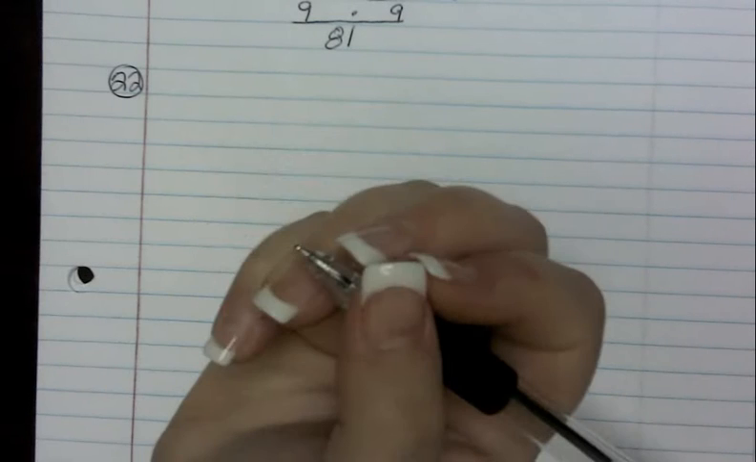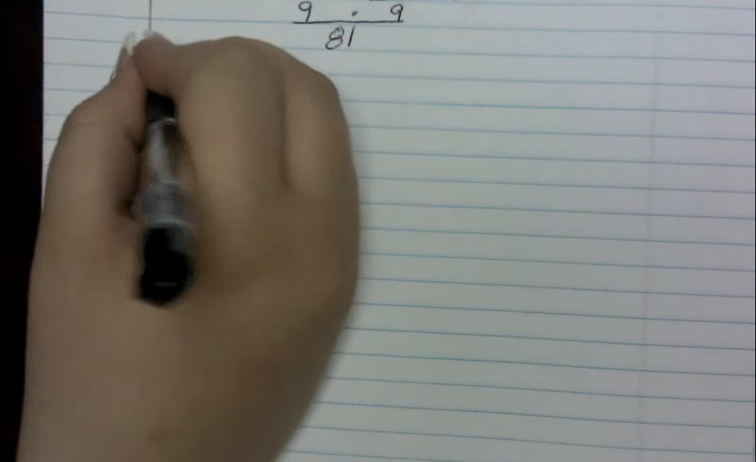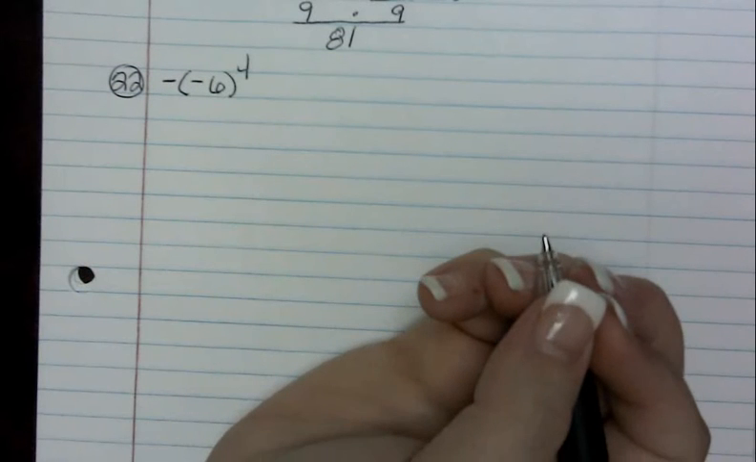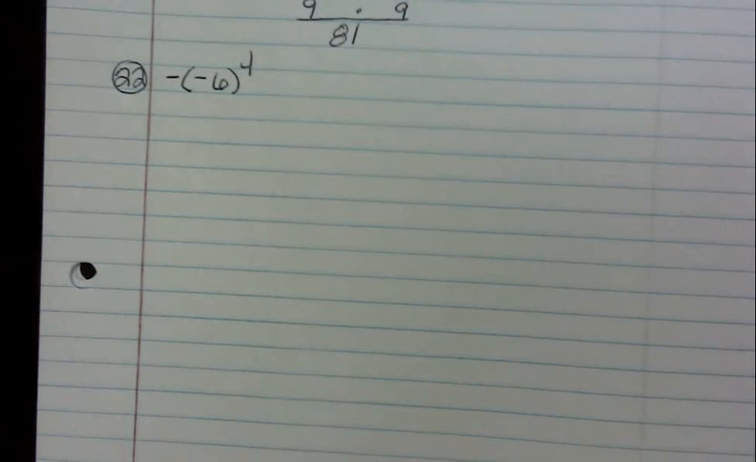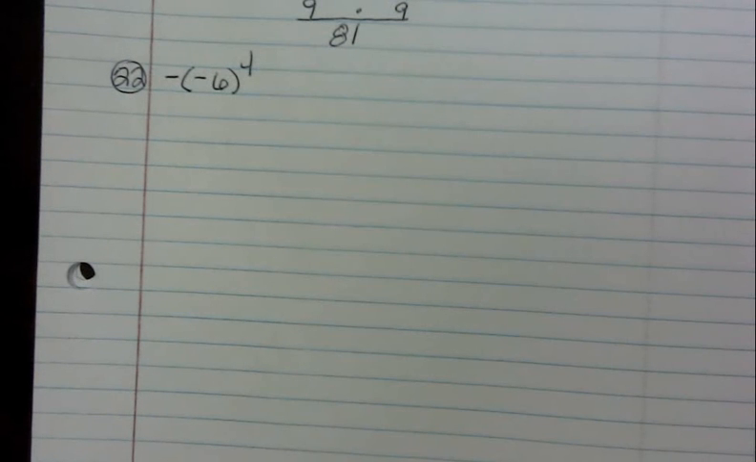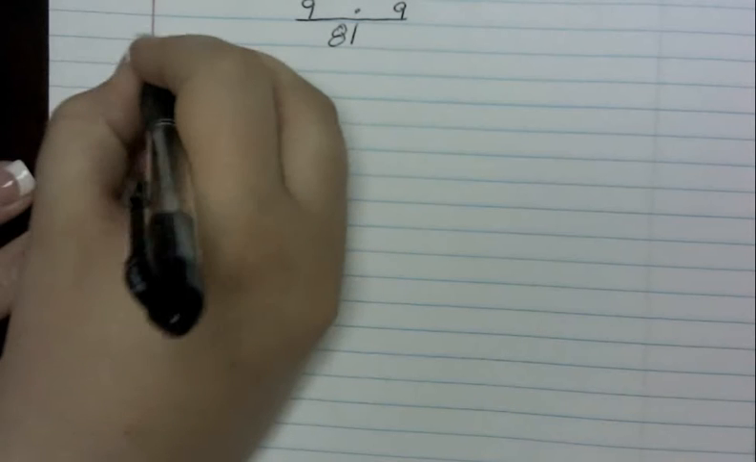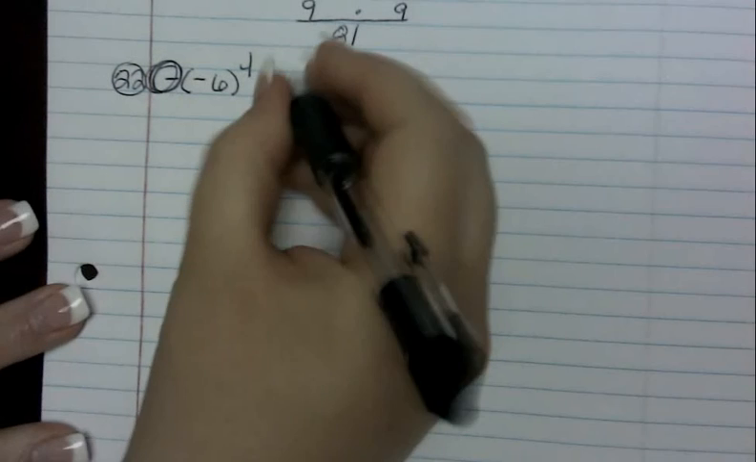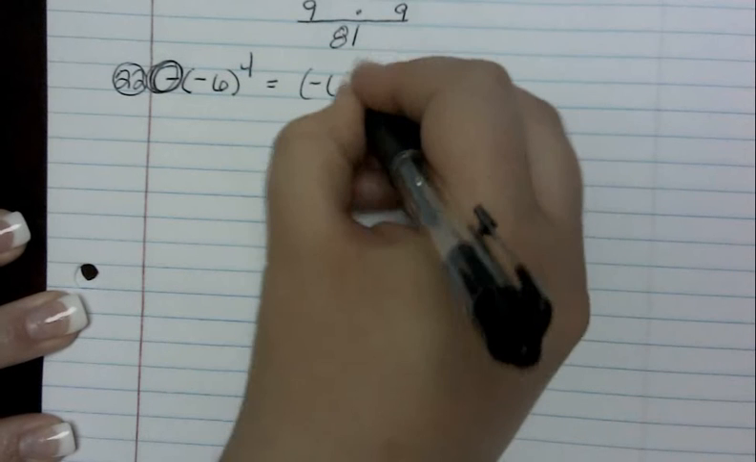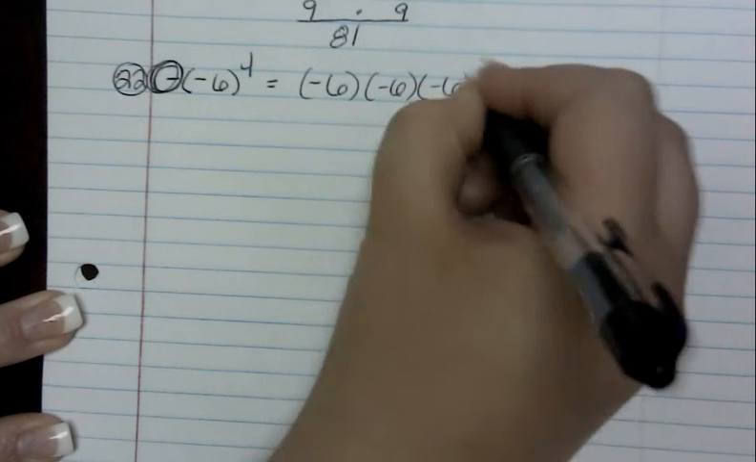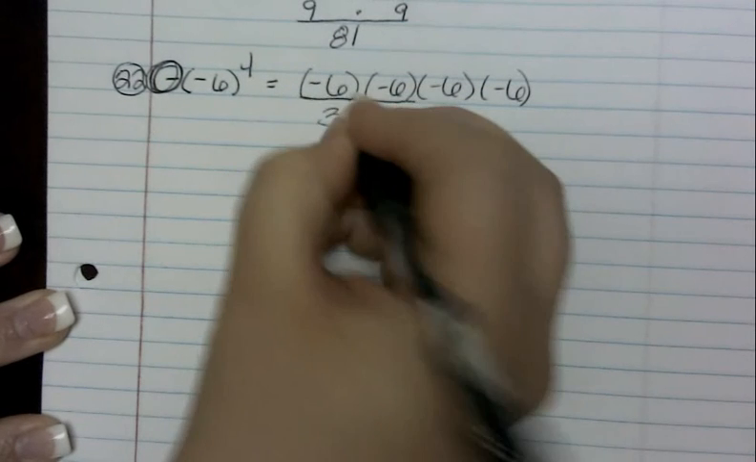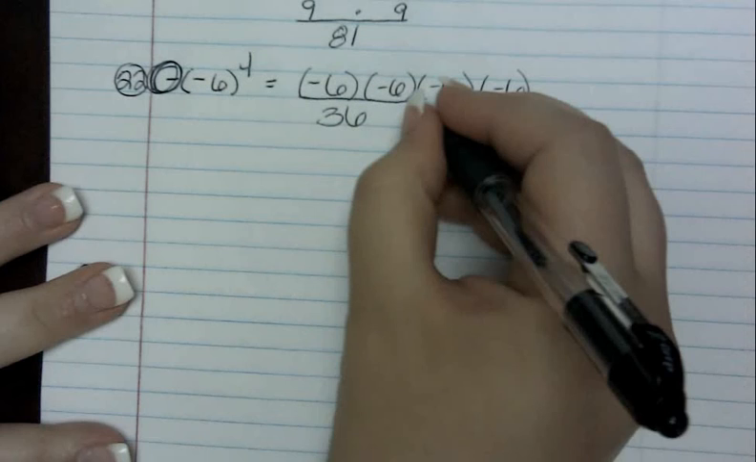Problem number 22, I have the opposite of -6 raised to the 4th power. So they're getting very tricky on us here. For the moment, let's not worry so much about this negative in front. We're going to circle it big so we don't forget about it. And we're going to evaluate -6 to the 4th power. So -6 times -6 is 36. And again, -6 times -6 is 36.